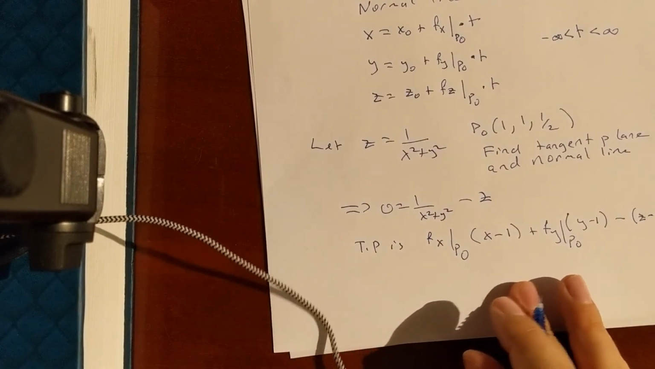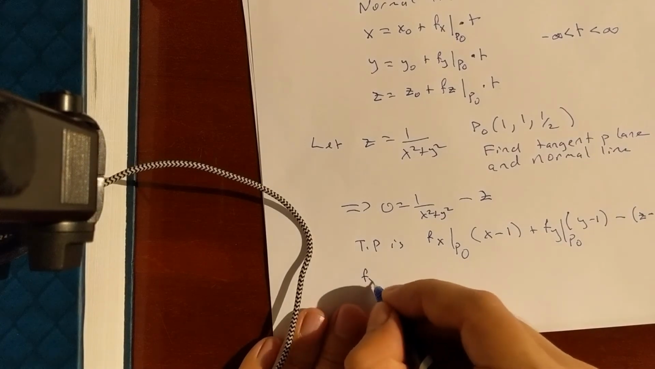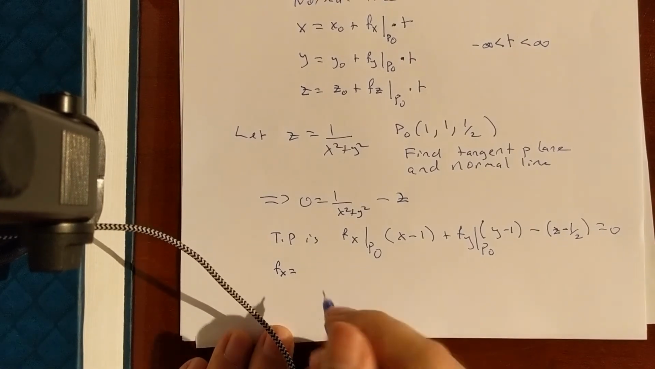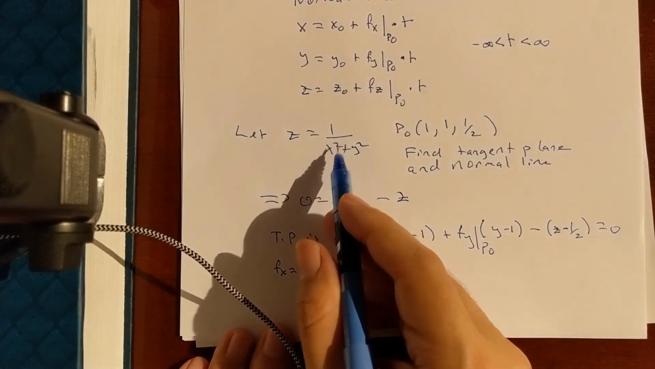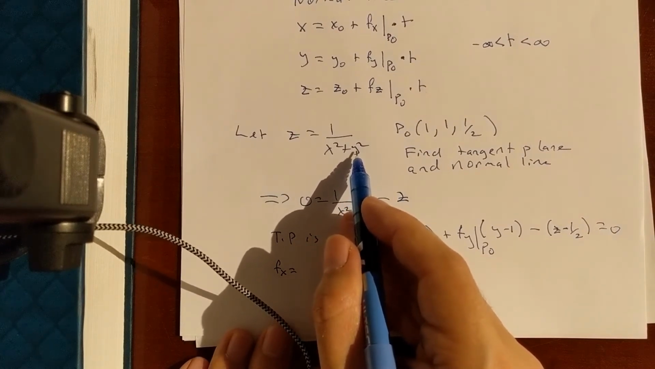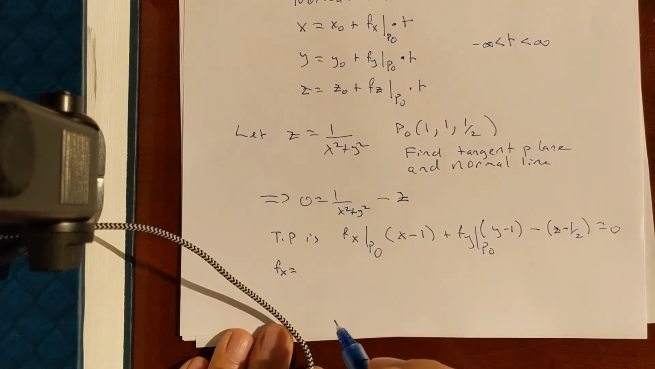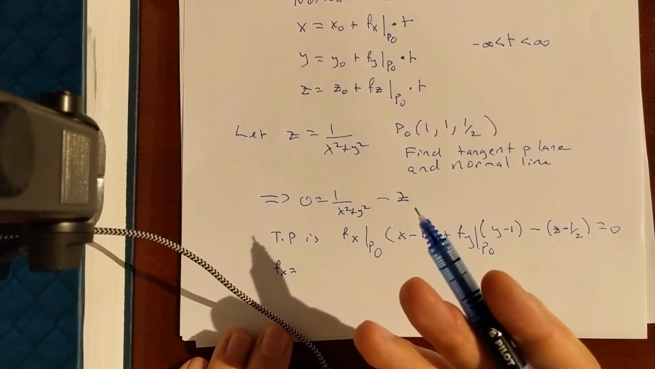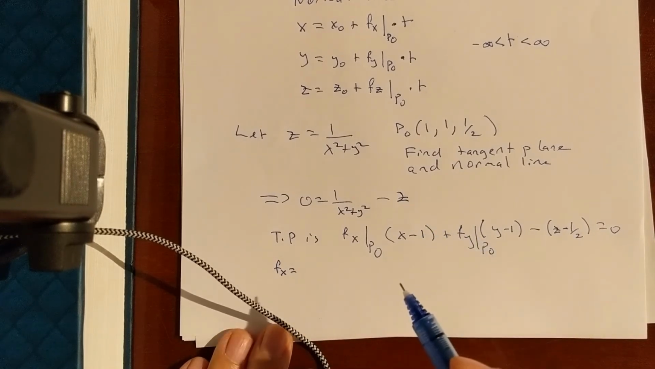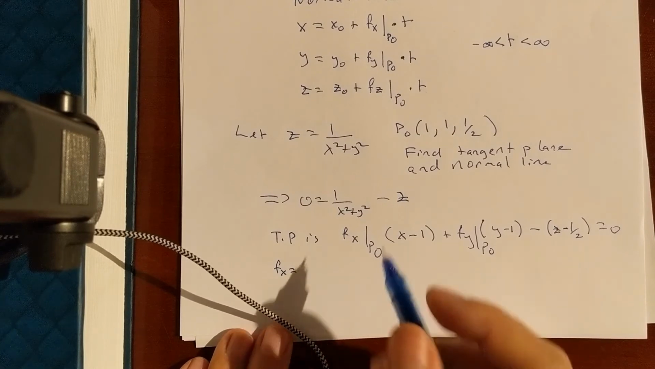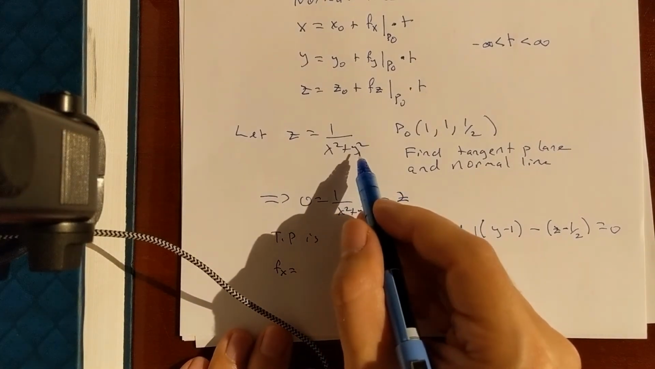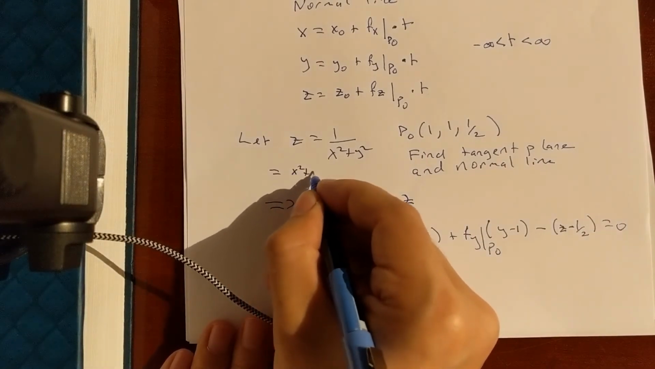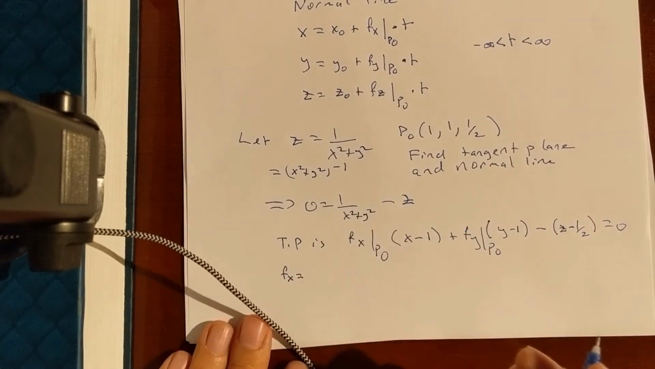So let's calculate f sub x. We have 1 over x squared plus y squared. Remember, when I'm doing f sub x, y is like a constant for me, so I'm going to treat it as just a number. Actually, let me write it like this so that you don't get confused. It's x squared plus y squared to the minus 1.